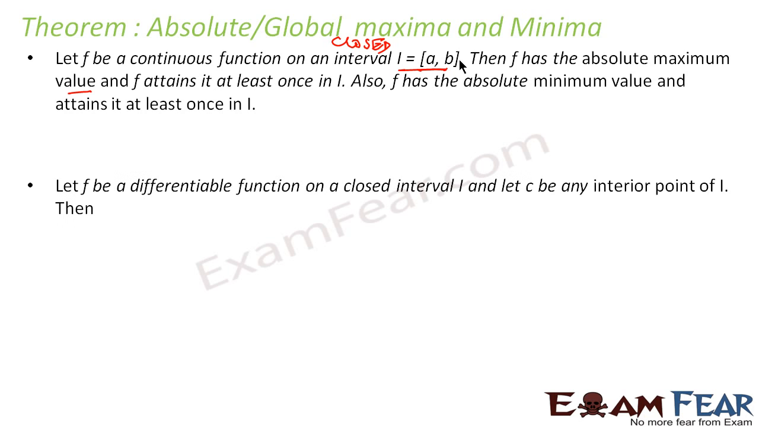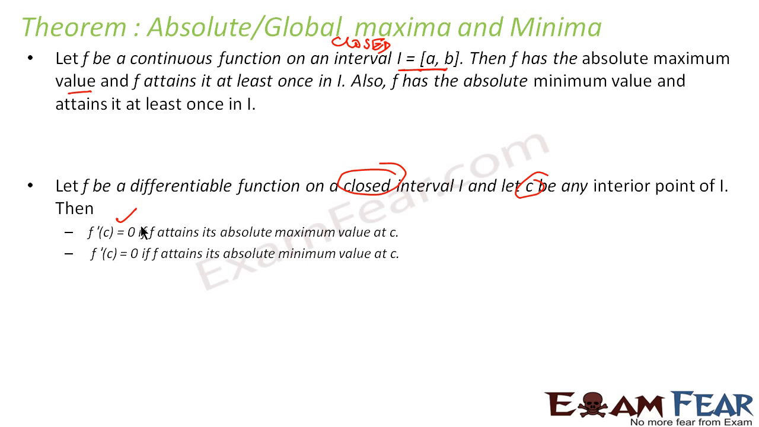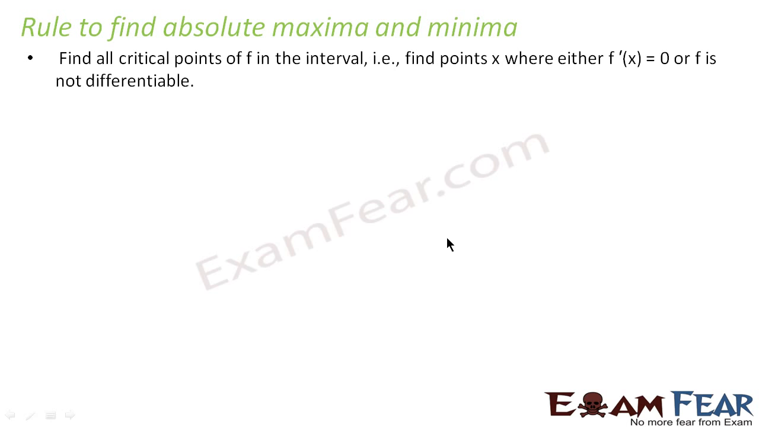If f is a differentiable function on the closed interval and c is any point on it, then f dash c is equal to 0 if it attains a local maxima, and f dash c is also 0 if it attains a local minima. So if it is a differentiable function and you differentiate it, then that point is either a maxima or minima, or sometimes a point of inflection also. There is a rule to find maxima and minima, as I explained. We first find all the critical points. Critical points are nothing but f dash x equal to 0, points where f is non-differentiable, or endpoints.